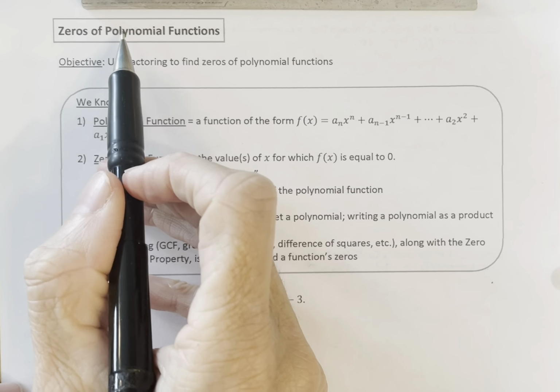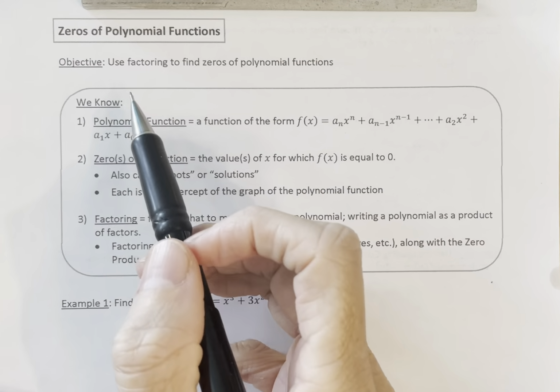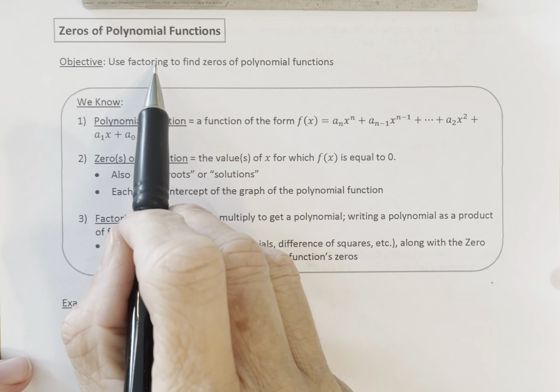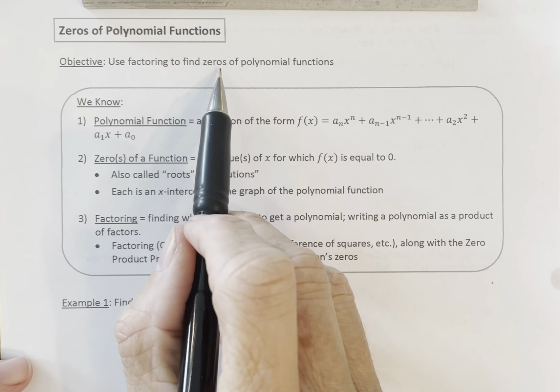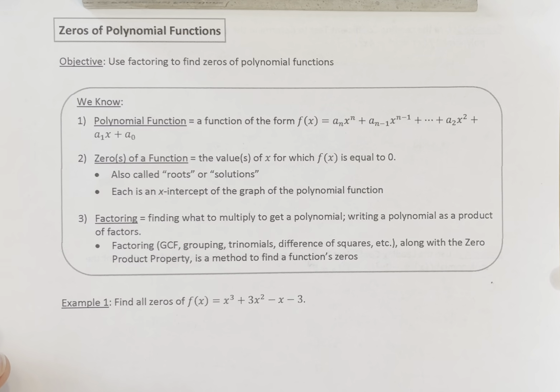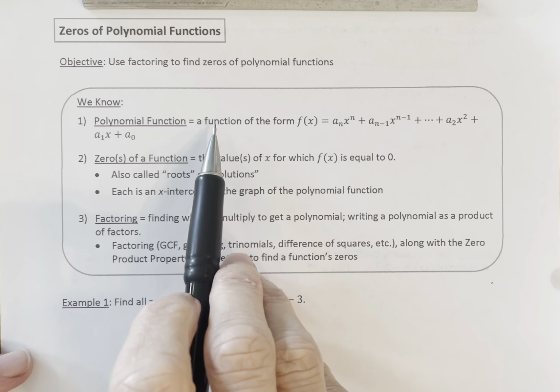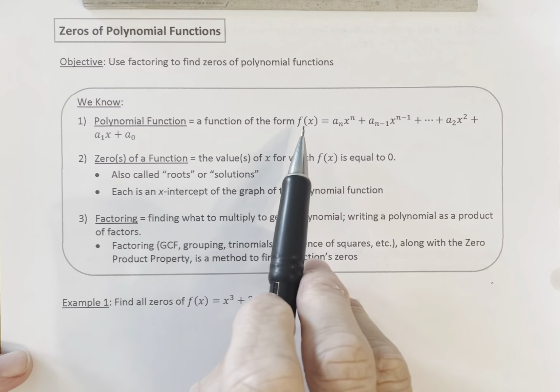Zeros of polynomial functions. So our objective for this video, we want to use factoring to find the zeros of polynomial functions. Okay, so what do we know? Well, we know what a polynomial function is. A function of the following form.